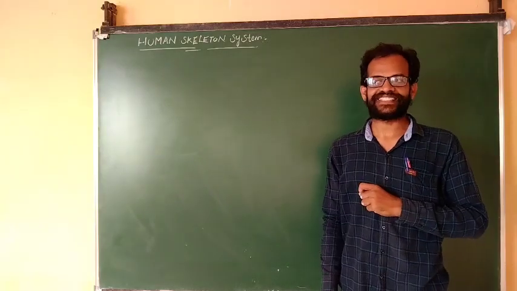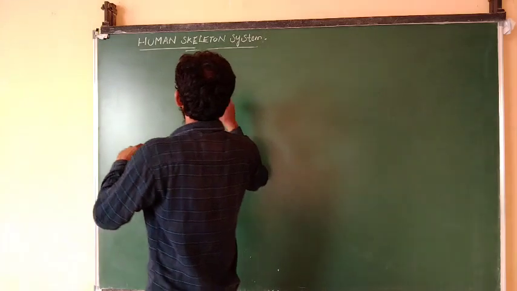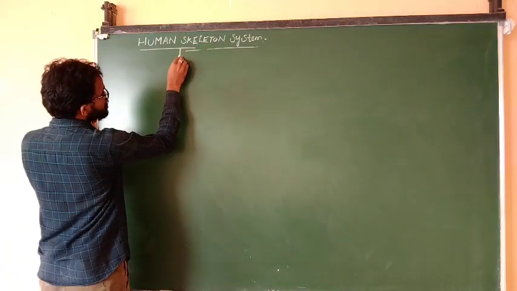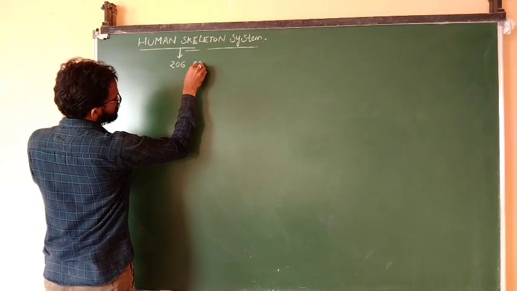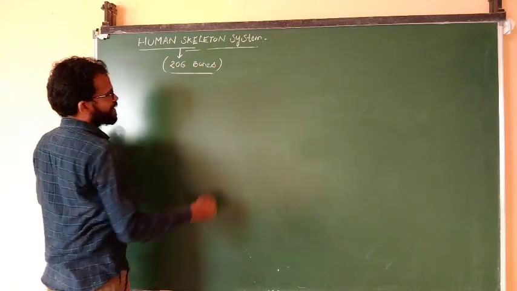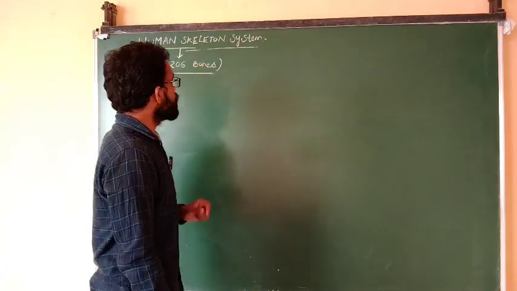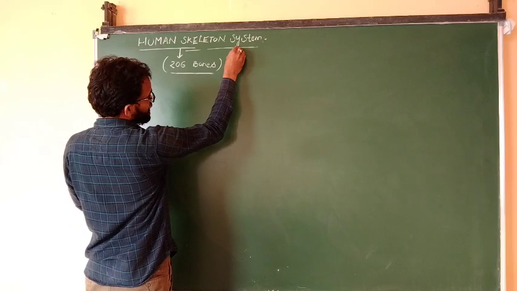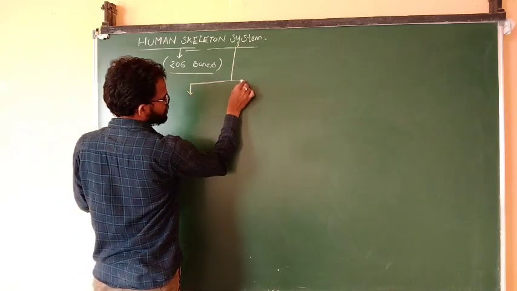Human skeleton system. How many bones are present in our body? 206 bones. 206 bones are present in the human body. How many bones are present in the human body? 206 bones. The human skeleton system is divided into two types.